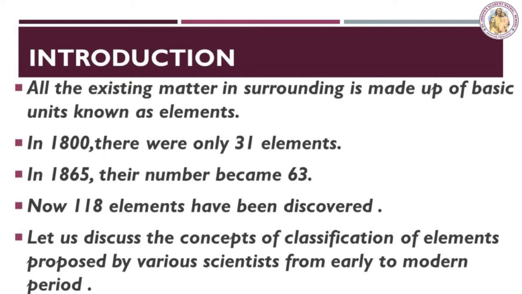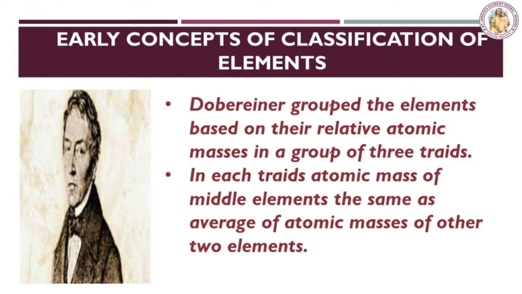They started looking for some pattern in their properties on the basis of which they could study such a large number of elements with ease. Let us discuss the concept of classification of elements proposed by various scientists from early to modern period. In the year 1817, Dobereiner, a German chemist, suggested a method of grouping elements based on their relative atomic masses.